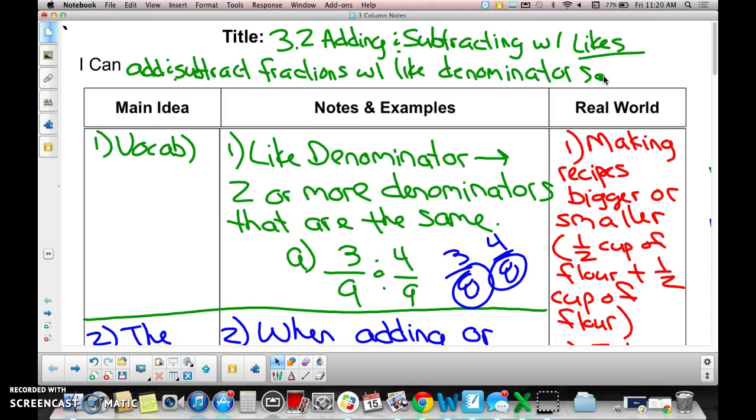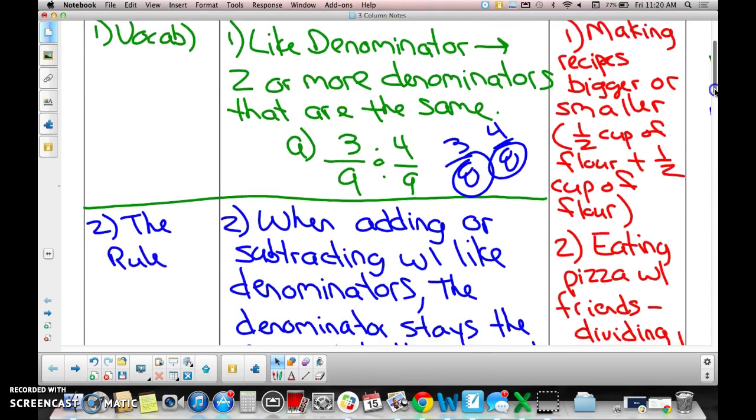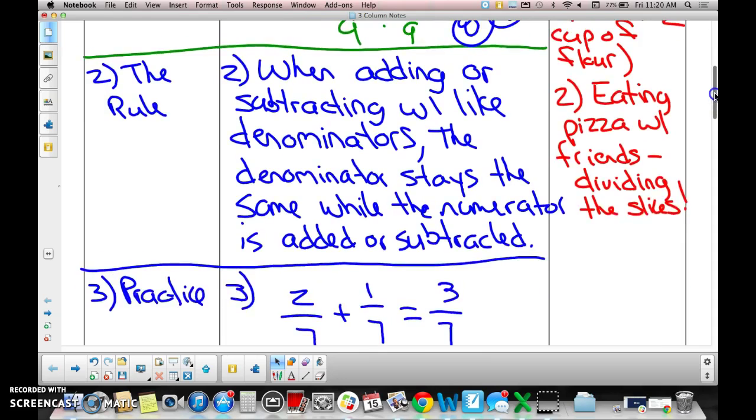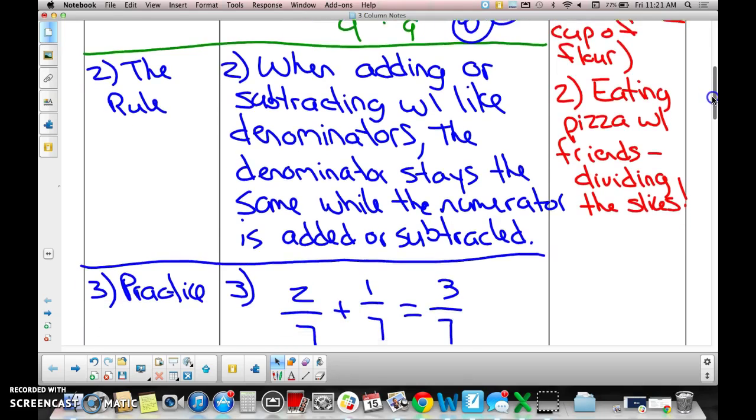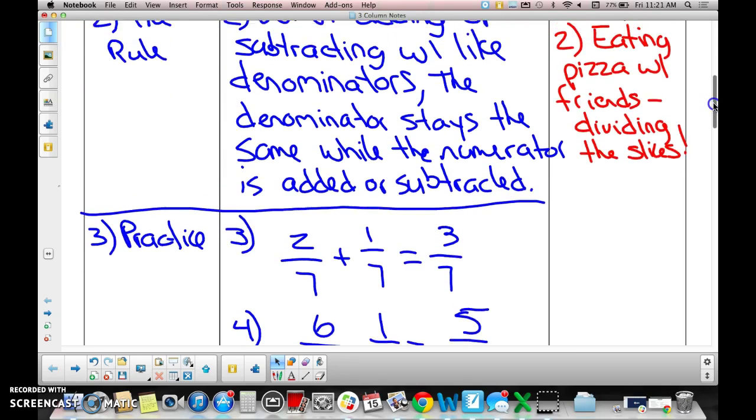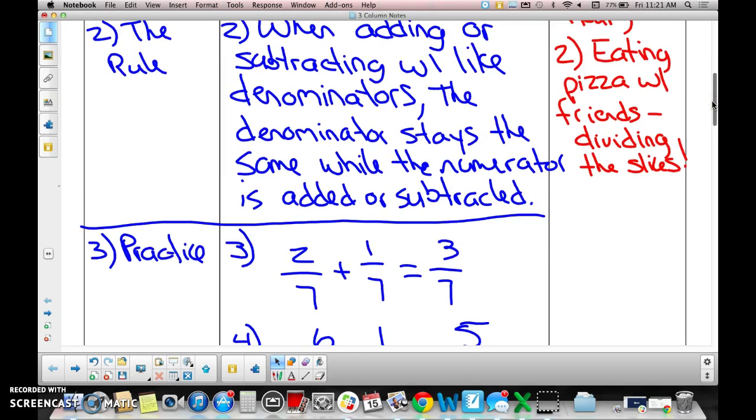Beautiful, Jonathan. Absolutely beautiful. All right, so then the rule. All of you have a rule. Depending on when you took notes with me, it's in a different spot. But the rule is, read it very loudly, Alicia. When adding or subtracting with like denominators, the denominator stays the same while the numerator is added. So when you're doing problems like adding and subtracting with like denominators, it is so simple in the fact that the denominator stays the exact same.